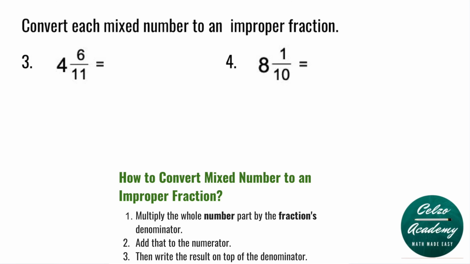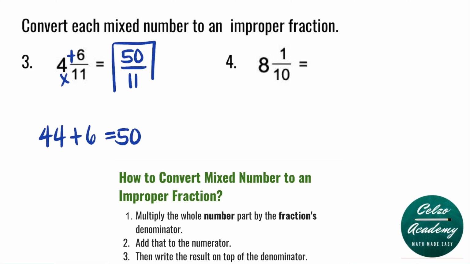Question 3. 4 and 6/11. Step 1 is to multiply the whole number and the denominator 11, and 4 times 11 is 44. Next, we will add the 44 to the numerator 6, and 44 plus 6 is 50. So we will write the answer as 50 over the denominator 11. So 50 over 11 is the answer.